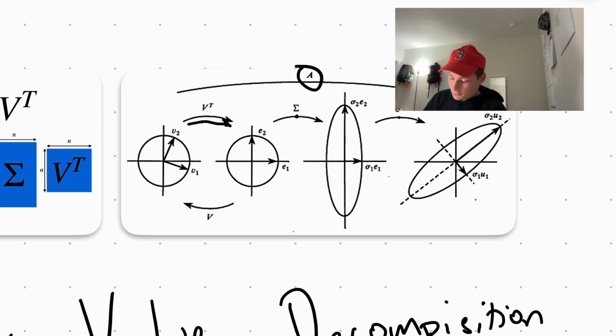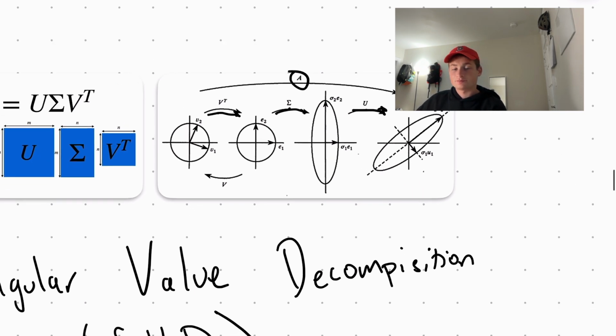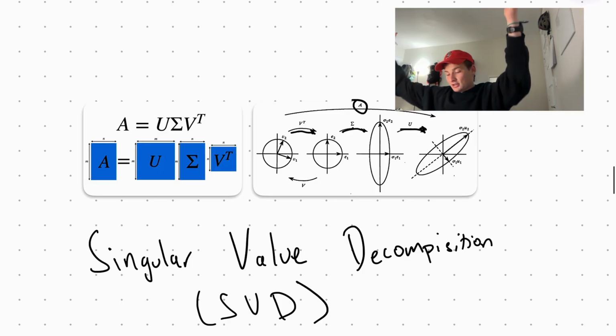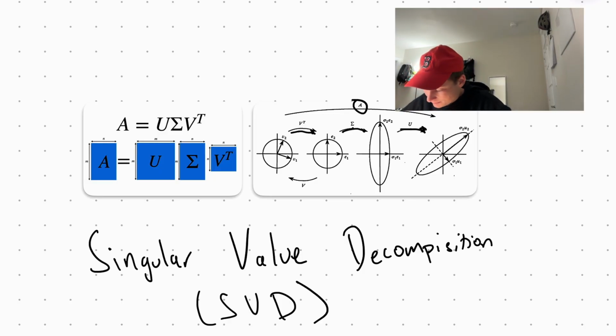So V transpose first translates into the new language, or in the eigenbasis. Sigma scales. Sigma is the nice diagonal matrix that looks like this, that we like working with. That does some sort of scaling. And then U translates it back into the business that we like of the standard basis. So that is the singular value decomposition.